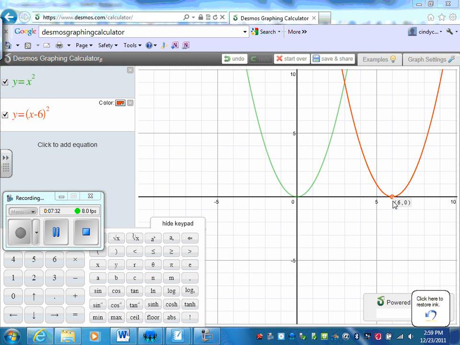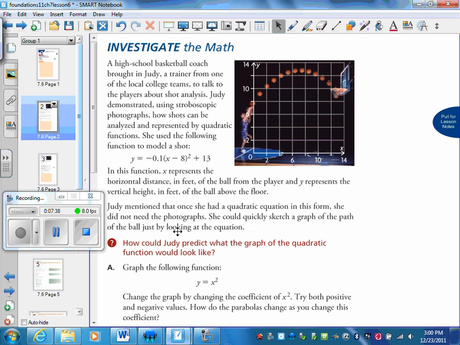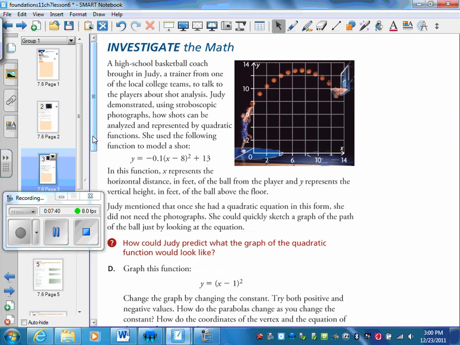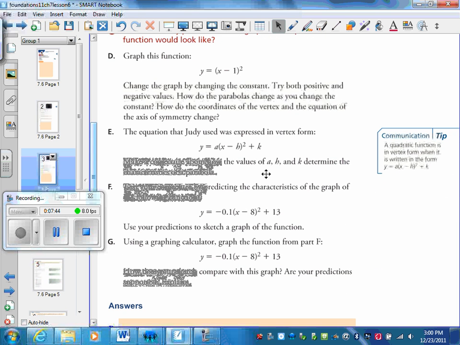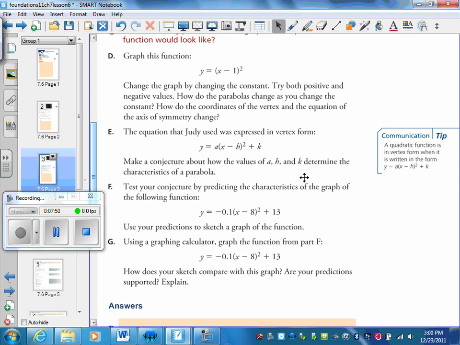Okay, what they ask us to do next in E is they say, now we need to make a conjecture how the values of A, so the number in front, the value of H, and the value of K determine the characteristics of a parabola. So I'm looking for axis of symmetry, I'm looking for concave up and down, and I'm looking for vertex.